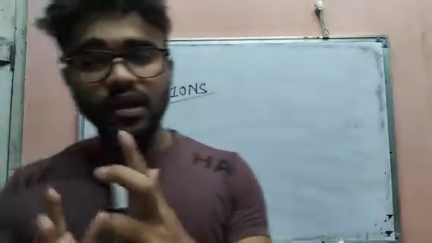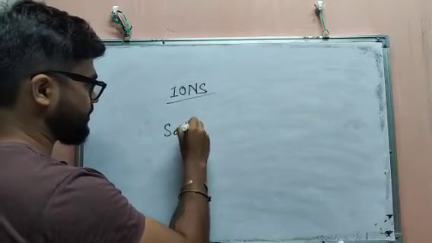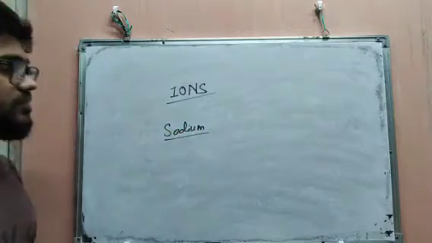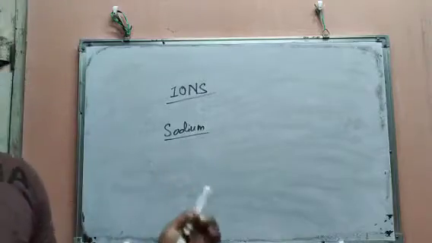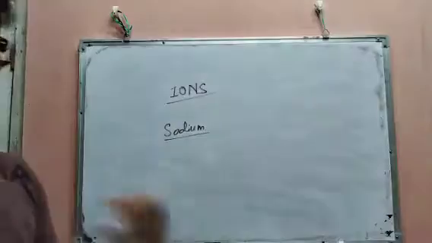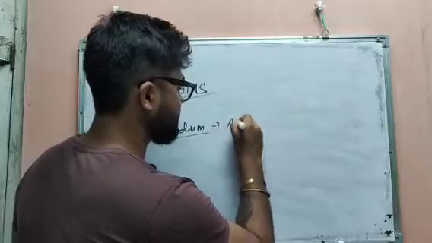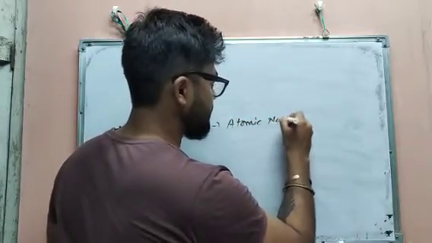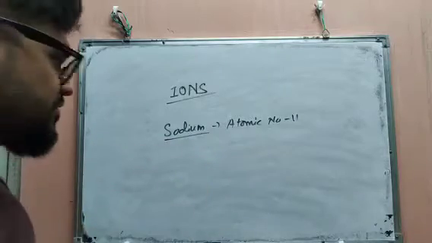To understand that, first remember I told you about valency. Suppose, for sodium, potassium, what is the atomic number of sodium? The atomic number of sodium is 11. We learned about this. Then what will their electronic configuration be?